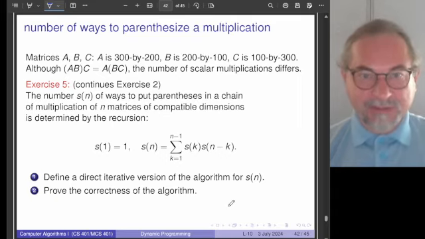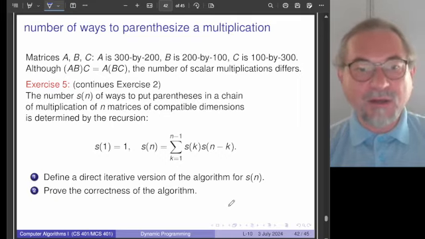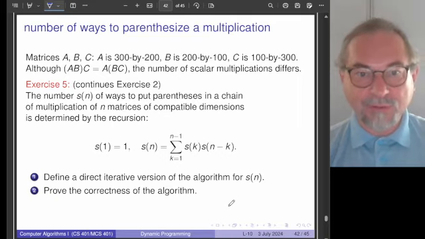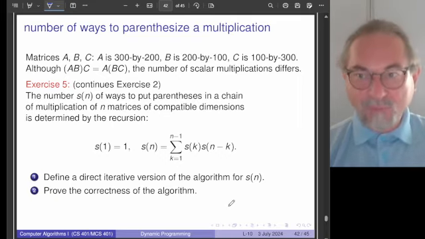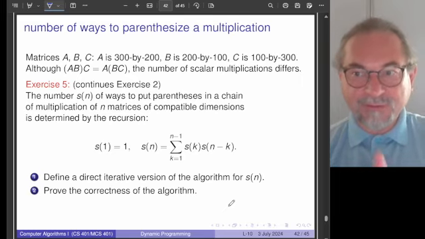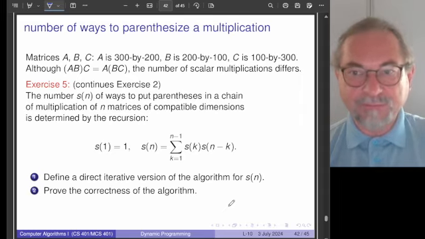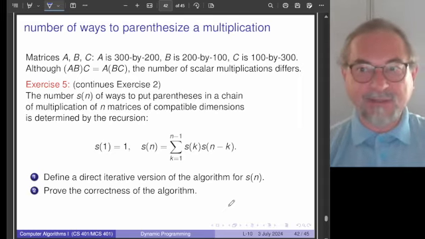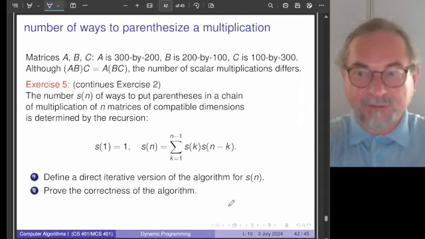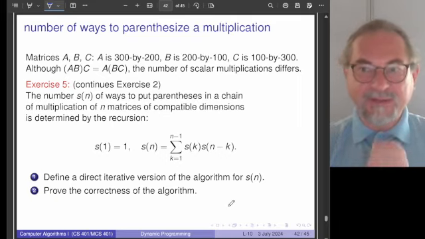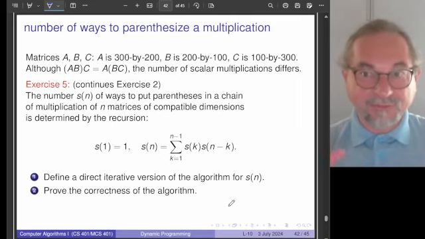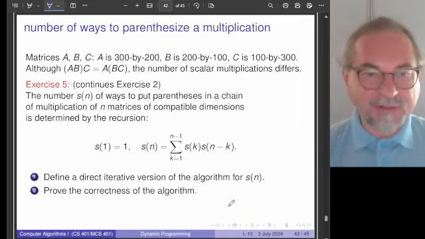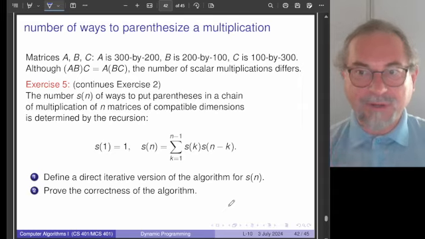Now, for this exercise, you do this after exercise 2. Derive a direct iterative version of the algorithm. You compute all the values for S in a memoized table. The recursive version starts with a value of n that you haven't computed, and then starts to look up in the array S and do the multiplication. The memoized version, sorry, runs in linear time because you only compute one multiplication for every value n. That's what you have to show, and you also have to prove the correctness again by induction.